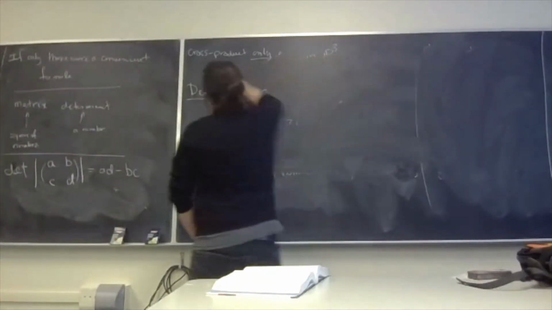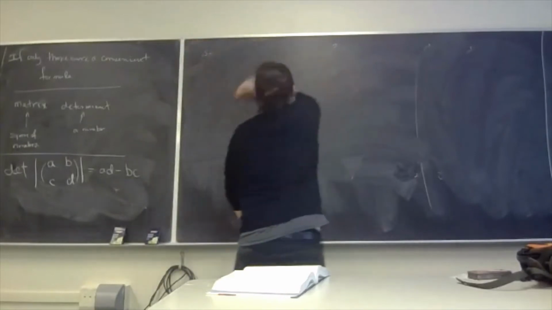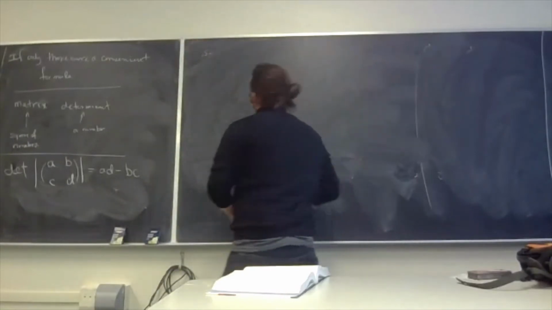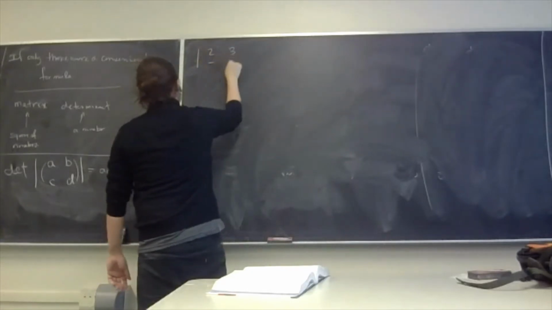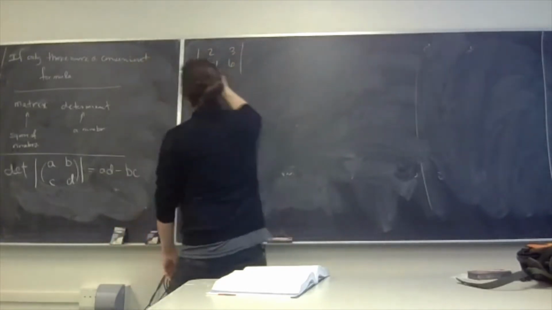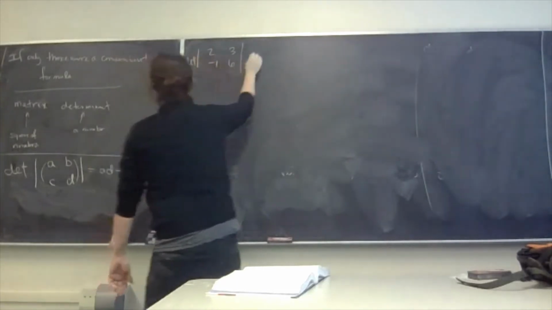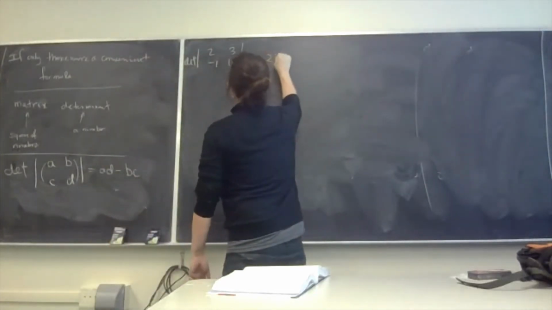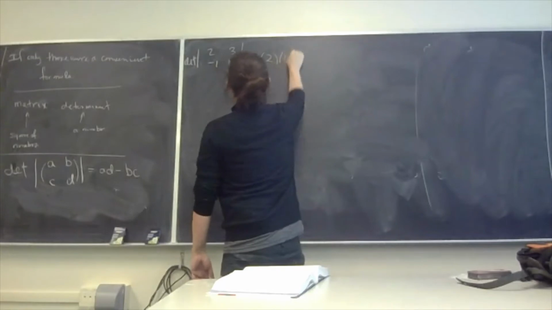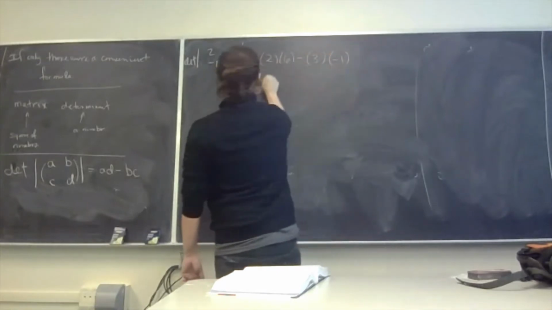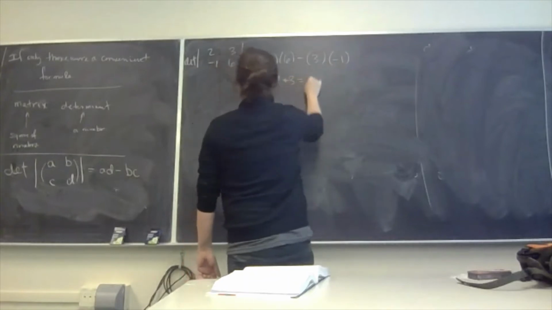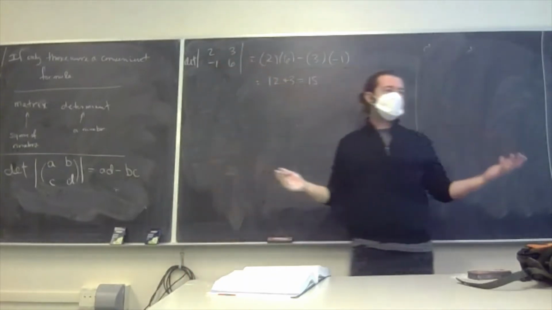So this is a quick example of computing a determinant. Most people in here have seen this before. I imagine if you did something like 2, 3, minus 1, 6, and you calculate a determinant, it is A times D minus B times C, which in this case is 12 plus 3, which is 15. It's some number. The number.